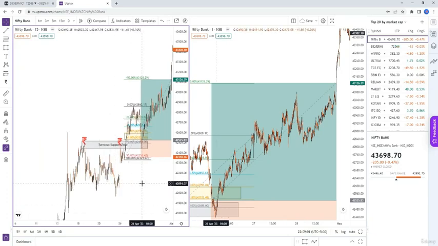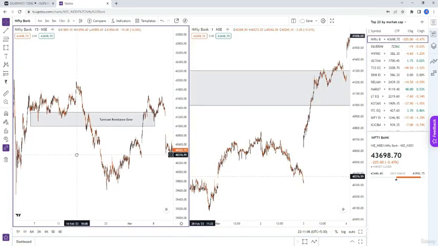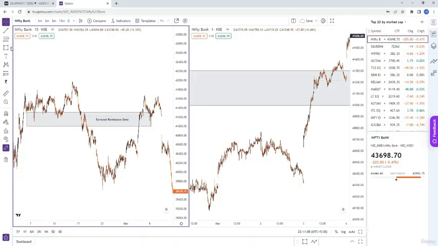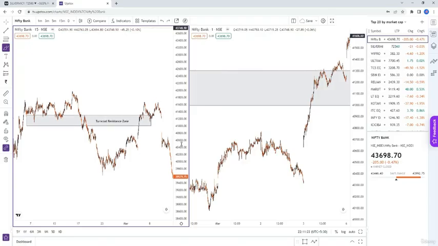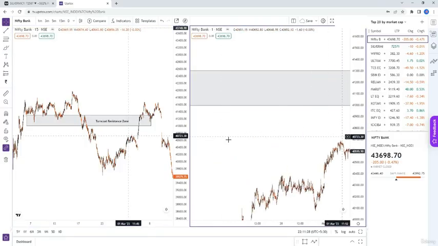Okay, so here is one more example I would like to show you. Probably this trade is not good for an option buyer, but it's very good for a future trader. For example, here you see multiple times support we have taken, and finally we had broken this area. So now here our setup activates.